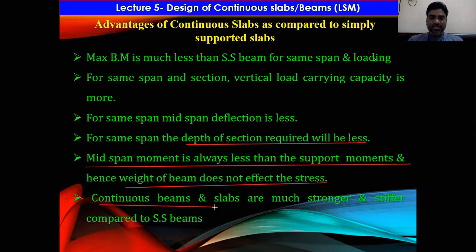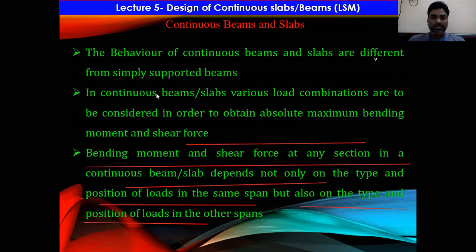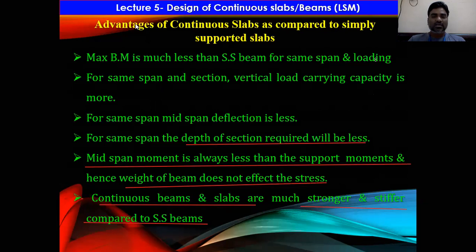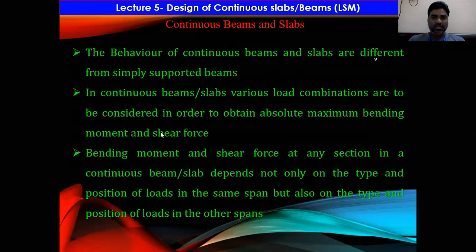And continuous beams and slabs are much stronger and stiffer as compared to simply supported beams. So the continuous beams are very strong and stiffer as compared to simply supported ones. So these are some of the advantages of continuous beams and slabs as compared to simply supported beams. Right.